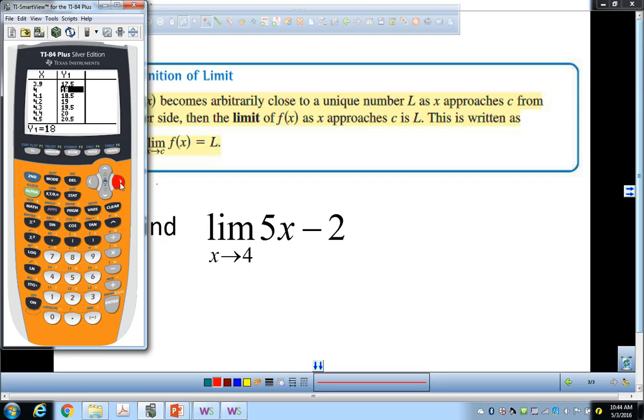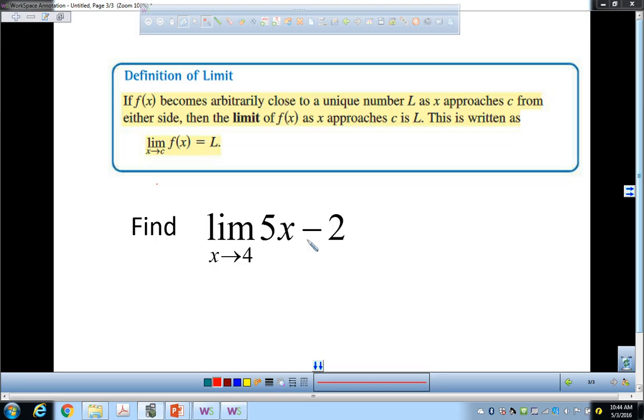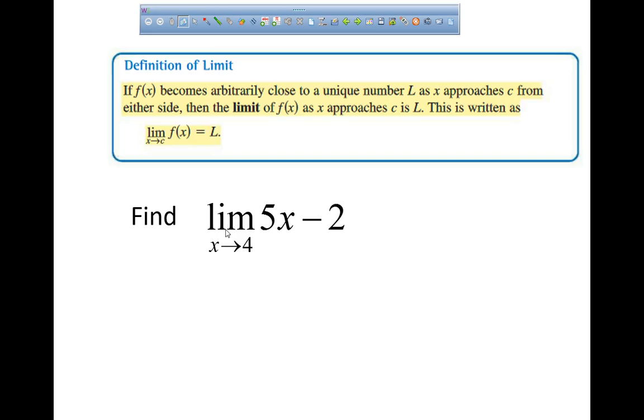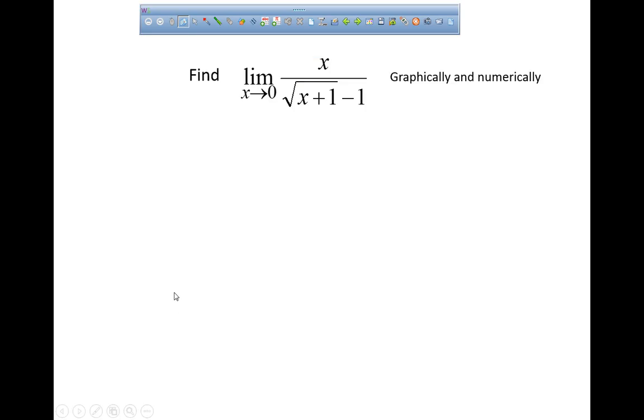18, right? Does anyone see another way that I could have done this? How else could I get 18? Take 4, plug it in, and get out 18. That works for linear functions and polynomial functions and functions where it's not undefined at that point. But a lot of times, there's a function that approaches some value, and it's not immediate. You can't just take the value and plug it into the function. For instance, like this one, all right?